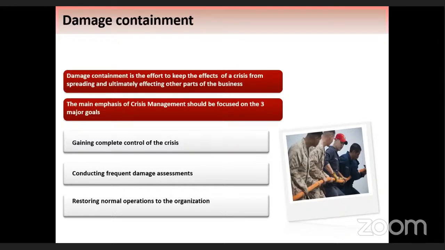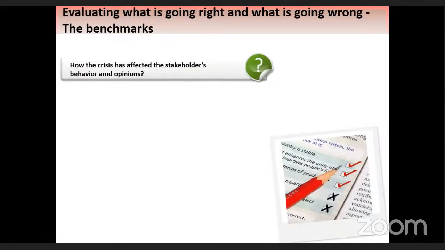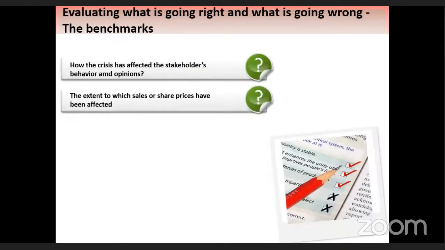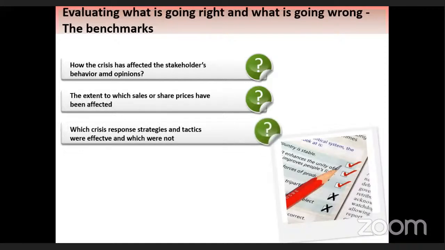Evaluating what is going right and what is going wrong: how the crisis has affected the stakeholders' behavior and opinions, the extent to which sales or share prices are affected, and which crisis response strategies and tactics were effective and which were not.